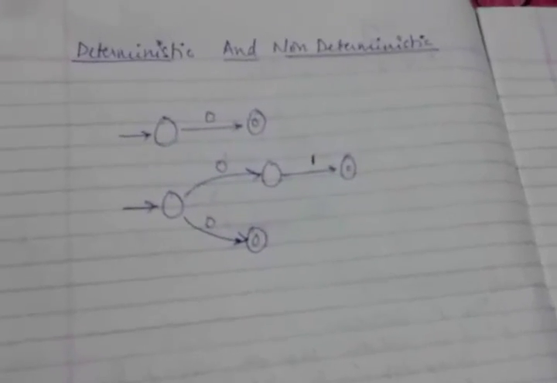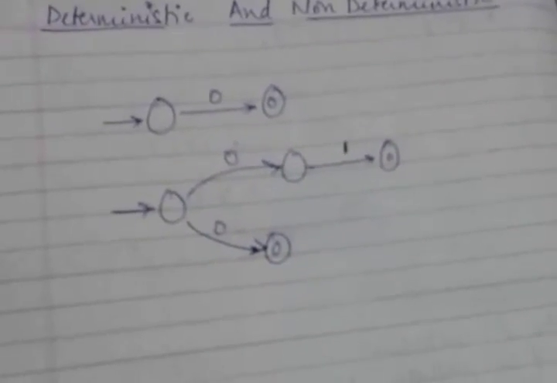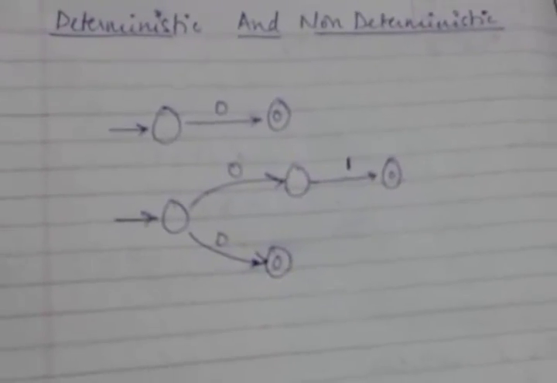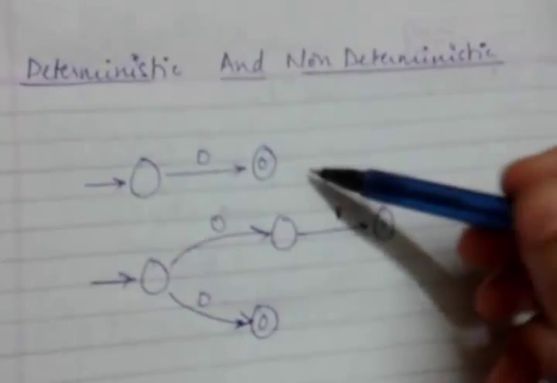Hi, now we are going to discuss deterministic and non-deterministic. What do you mean by the terms deterministic and non-deterministic? I have taken two examples here.